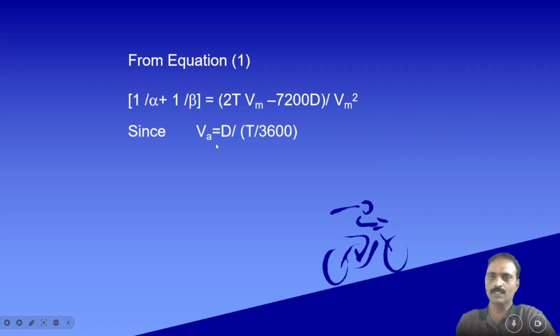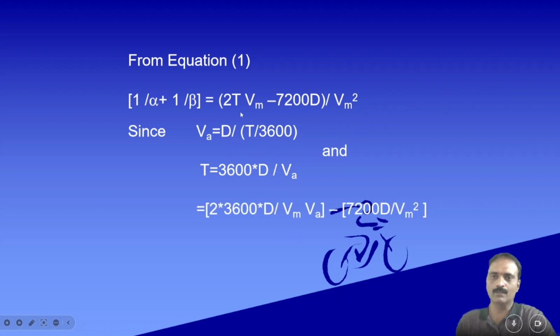And we know that Va is equal to capital D by 3600 d by t. Already we have seen this formula in the previous class. So from this equation we get the value of t as equal to 3600 d by Va, just as simple as that. And substitute the value of t in this equation. So here instead of t we substitute 3600 d by Va. So 2 into 3600, which gives us 7200 into d by Vm into Va.